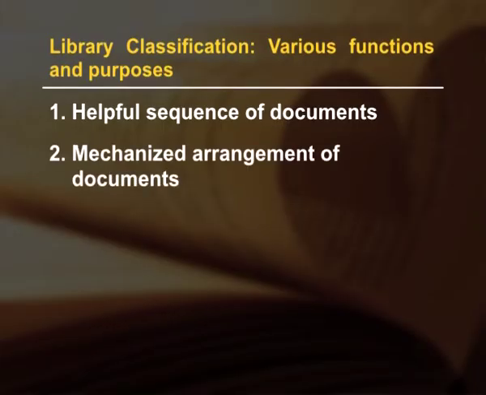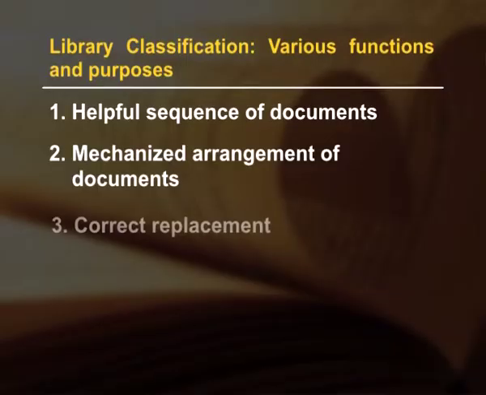Second, mechanized arrangement of documents. Classification with the help of notation determines the sequence once and for all, so that one does not have to redetermine the sequence of documents once again when they are returned after being borrowed or for the interpolation of new documents in their appropriate places. The notation helps to locate any document from the shelf. Third, correct replacement.